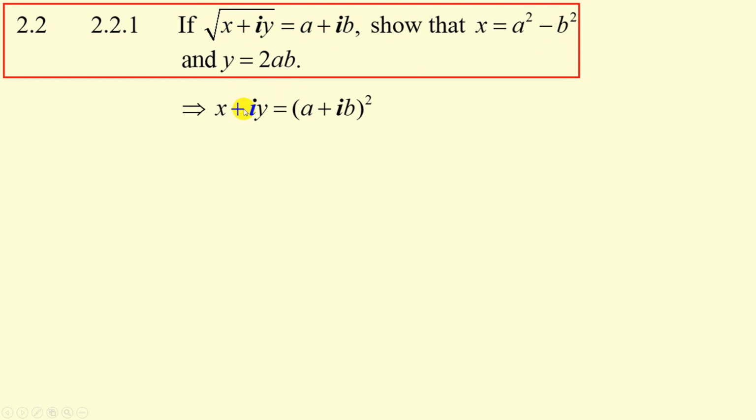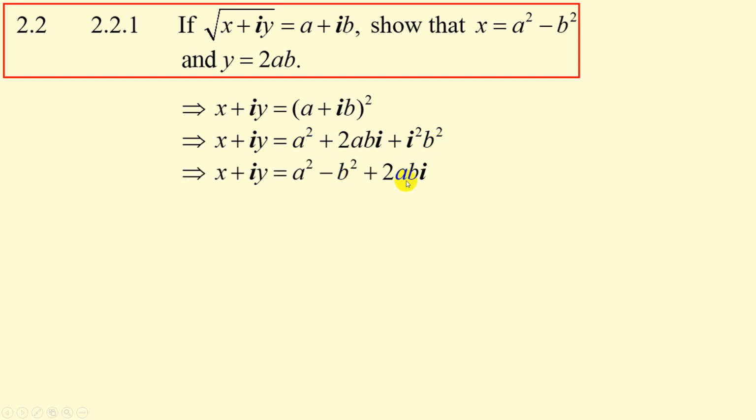The way to do that is to square both sides. So therefore, squaring the left side, the square root sign's gone, and squaring the right, there it is. Squaring out the binomial, that i squared becomes minus 1. So therefore, we have a squared minus b squared plus 2abi. And here we can now equate. x is the term without the i. It's the real part of the complex number. And y is the other part of the complex number, so it's that part there. And there we have x equals a squared minus b squared and y equals 2ab.